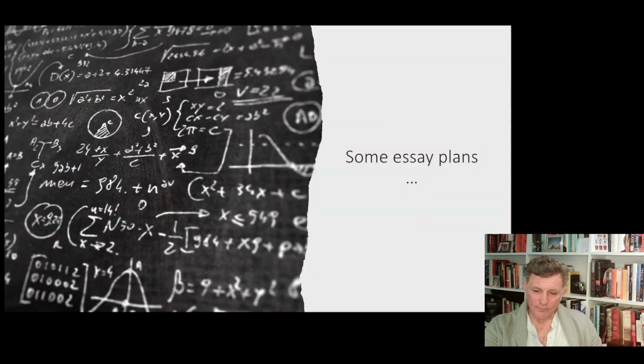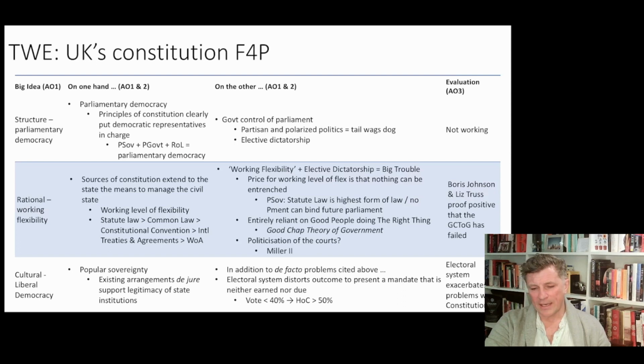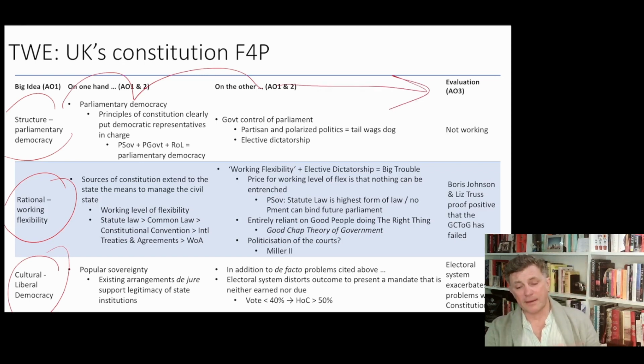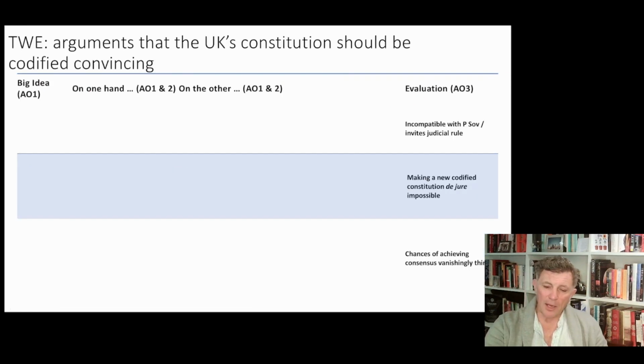So, what does that look like if you're trying to write an essay on any of this? Well, to what extent is the Constitution fit for purpose? We deal with parliamentary democracy, then the working level of flexibility, and then the culture of liberal democracy. And at every stage, I hope you can see there that we have one hand, other hand, etc. I'll let you pause that and read that in your own time. Move on to the idea of codification: would all of our problems be solved if we codified our constitution?